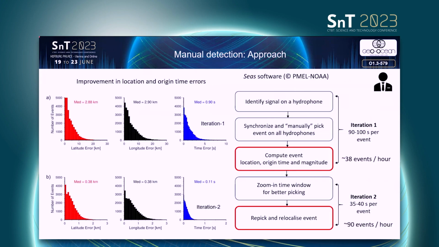Why is there a need to do 2 iterations of picking? The first panel shows the error in the location and the origin time. The red and the black histograms show the error in the location, which is around 3 kilometers, and the error in origin time is around 1 second. But in the second iteration, using the zoomed time window, this error improves to less than 400 meters in the location and less than 0.2 seconds in the origin time. So this will give the proper constraint on the volcanic event or the seismicity.